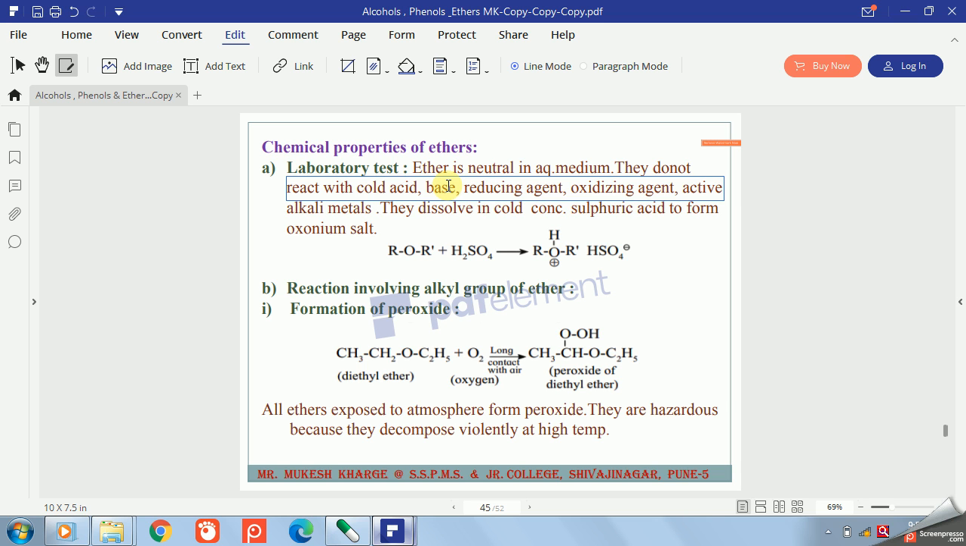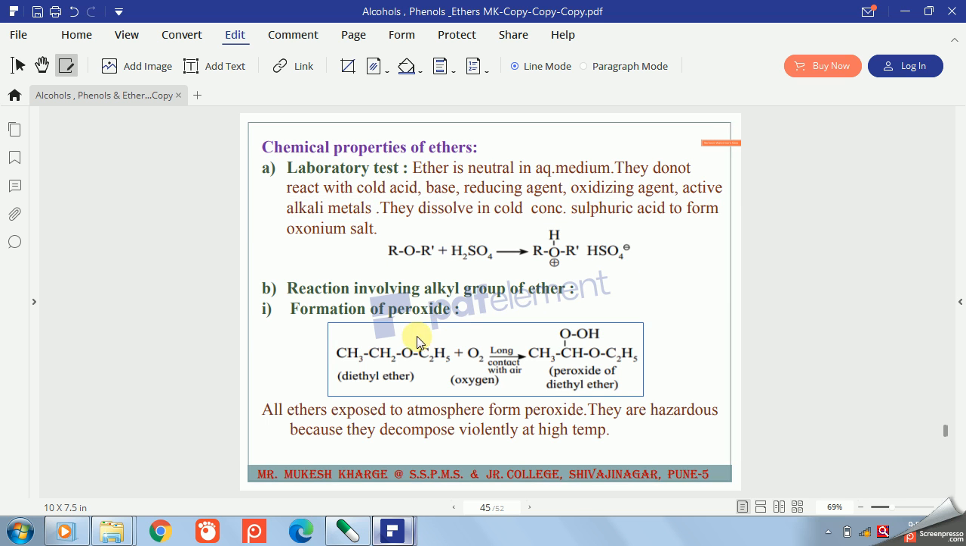So see the reaction. Ether reacts with sulfuric acid to give R-O-R-H, so that oxygen is bonded with hydrogen from the acid and carries a positive charge, plus HSO4 minus. The hydrogen sulfate ion balances that positive charge with its negative charge. So this is the laboratory test. They can dissolve in cold concentrated sulfuric acid. Now we have to see the next part, that is reactions involving the alkyl group of ether.